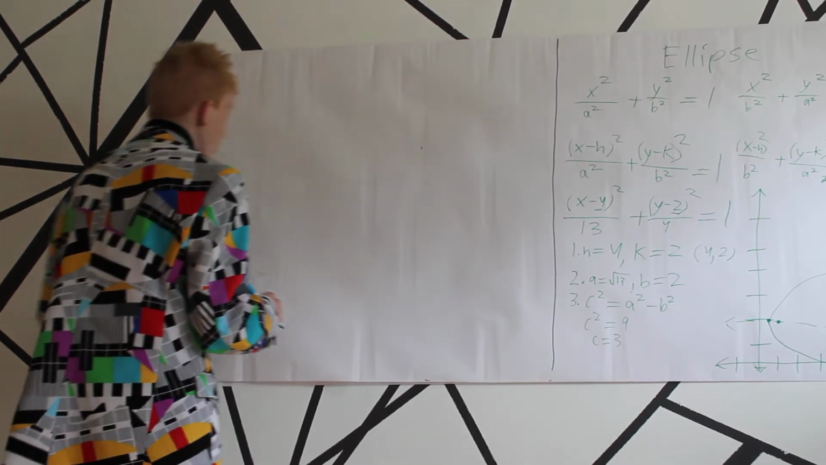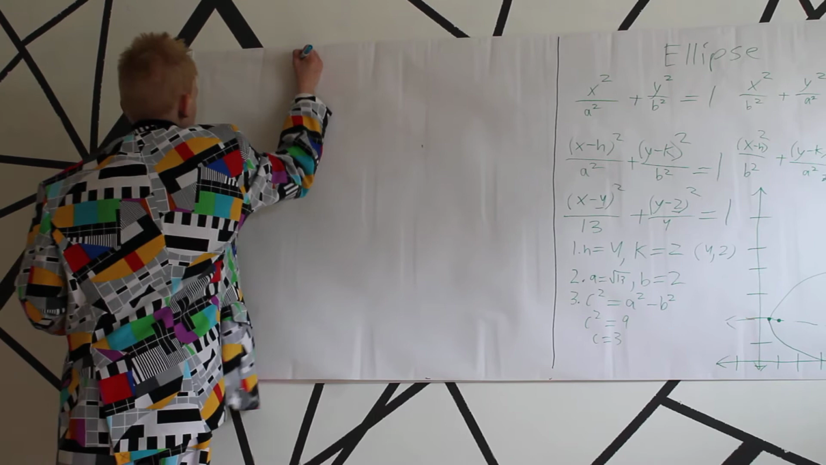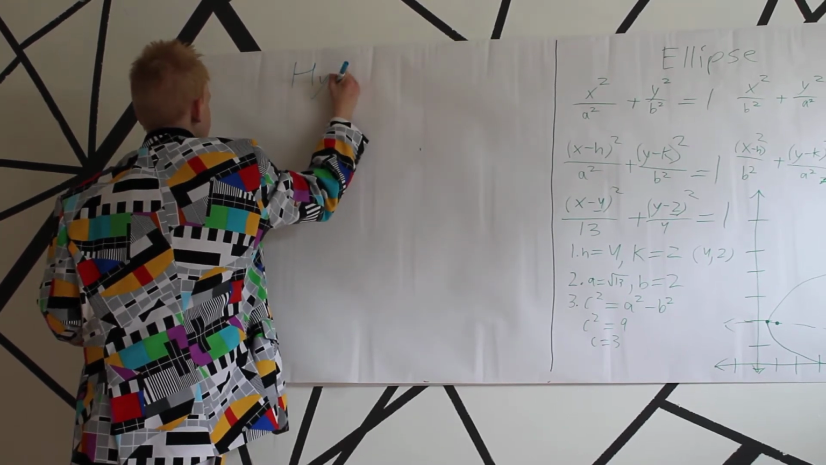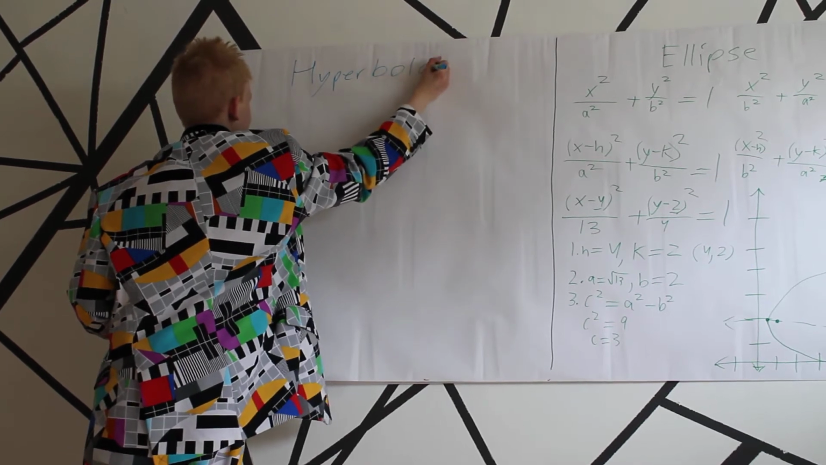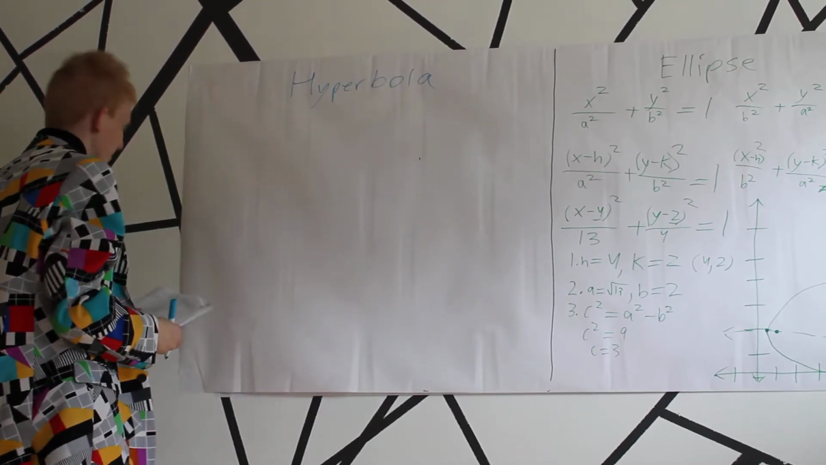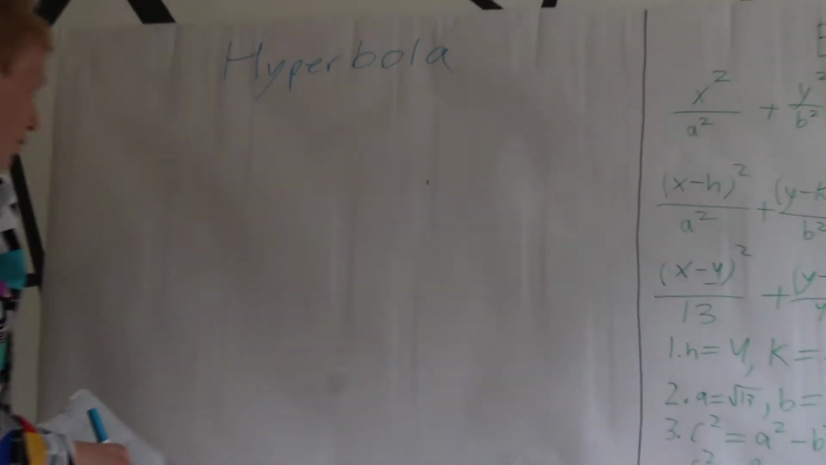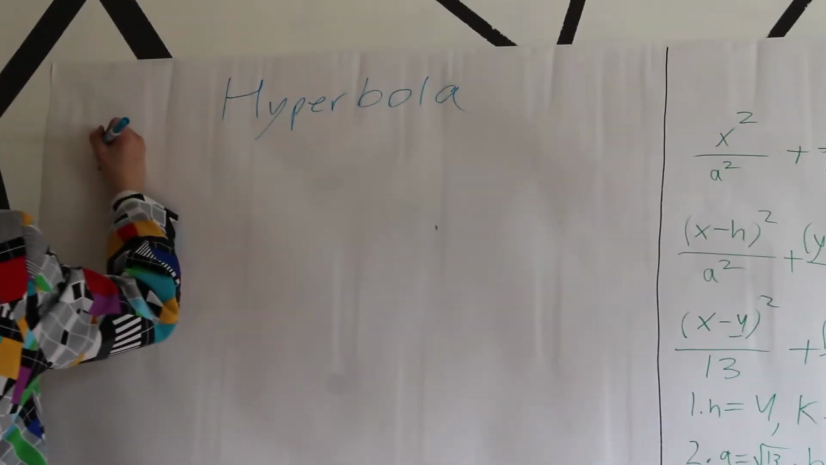Alright, so now we're going to move on to the hyperbola. However you want to pronounce it. I think that's how you spell it. Alright, let's go. So there are two different normal graphs, like we learned about over there. It's actually pretty similar.